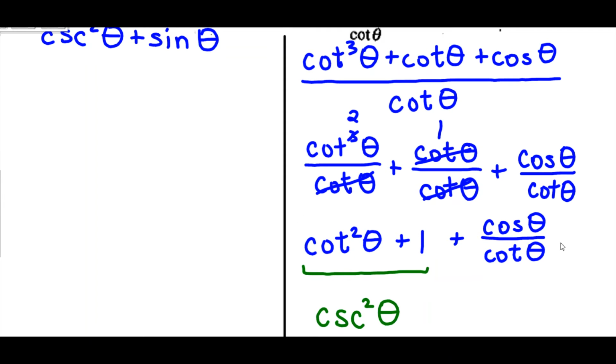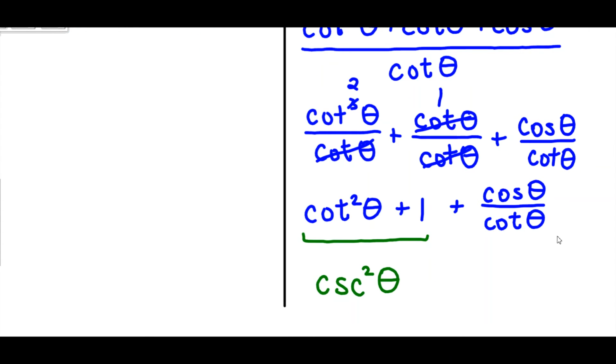Once I do that, I'm going to have to take a look at this. Somehow I need to turn this into sine theta. The first thing I'm going to do is I'm going to rewrite cotangent using my quotient identity as cosine over sine.